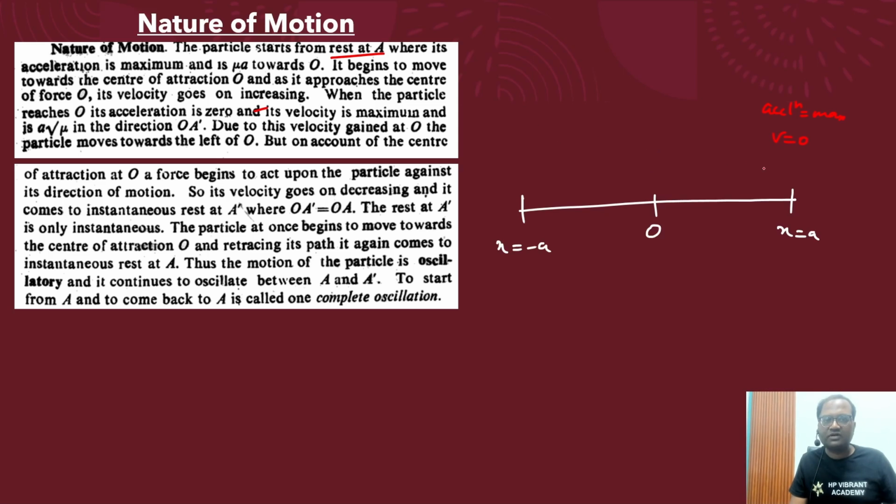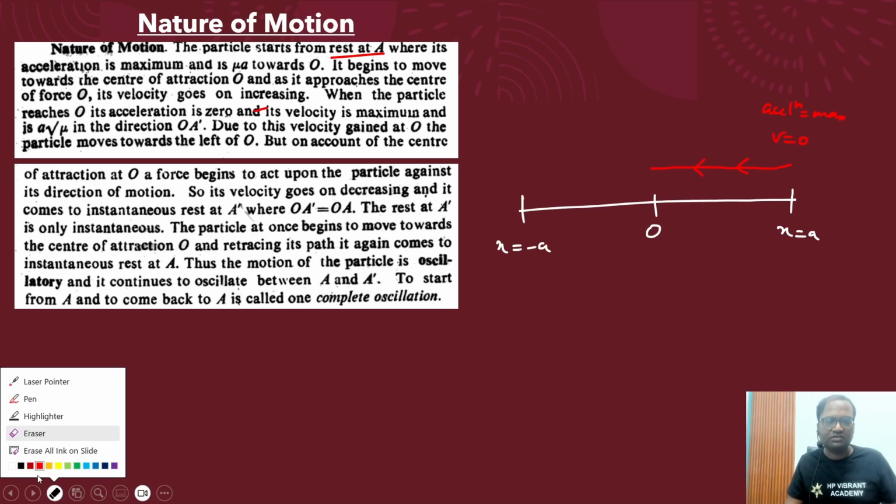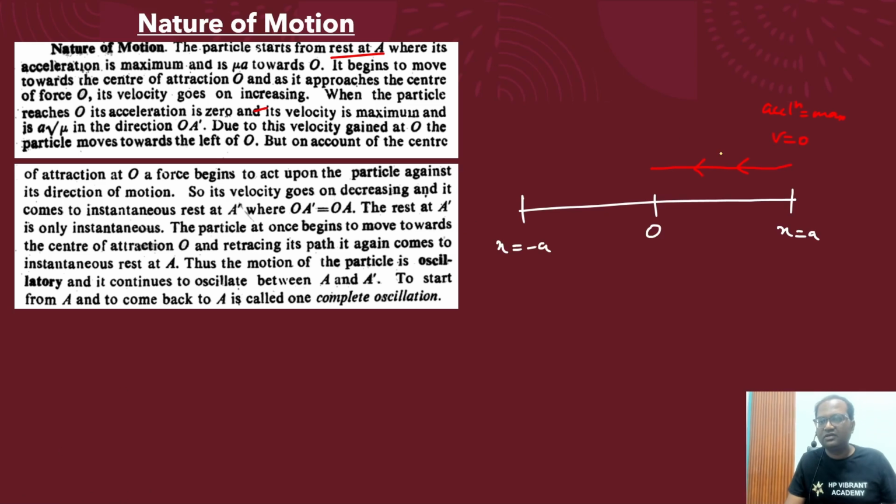It begins to move toward the center of attraction, and as it approaches the center of force, the velocity goes on increasing in this particular direction, and it is Vmax at the center of force. Maximum value of the velocity is at the center of force. So the velocity goes on increasing in this particular direction, and here we have velocity is equal to 0, and at center of force we have Vmax.